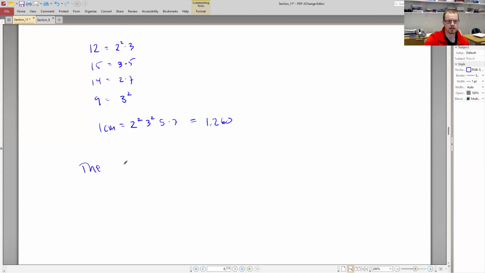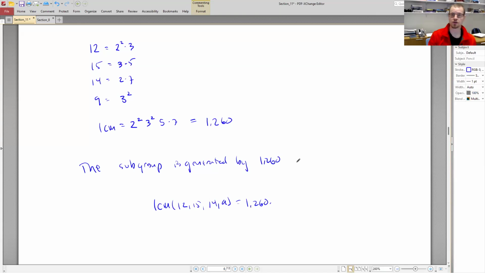So the subgroup of the integers is generated by 1,260. That is the least common multiple of these numbers. 12, 15, 14, and 9 is the 1,260. Excellent.